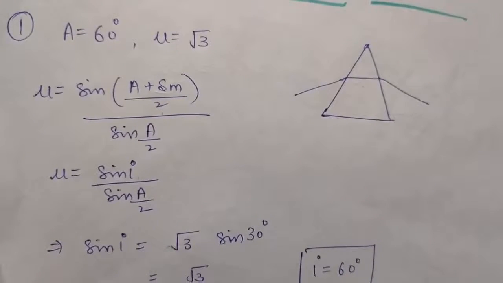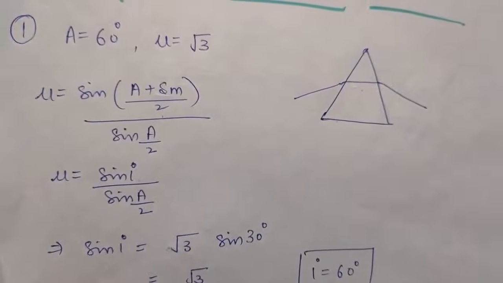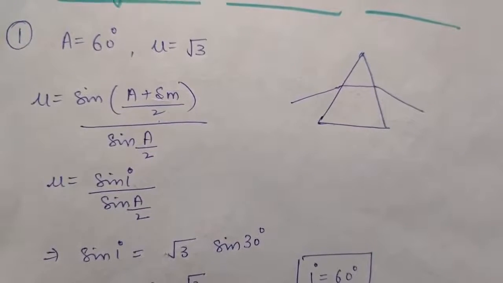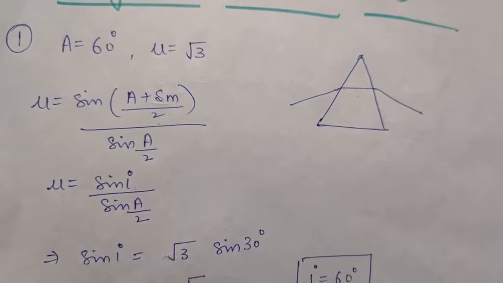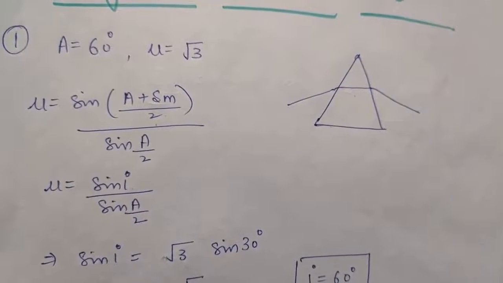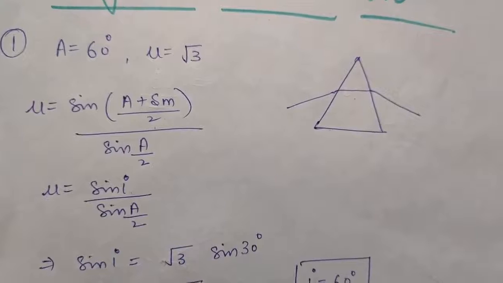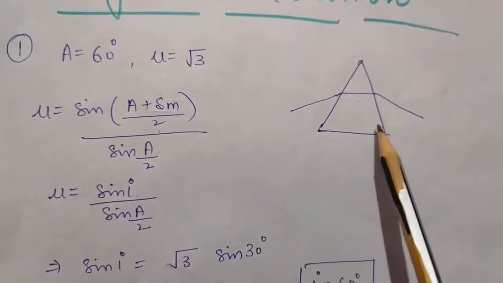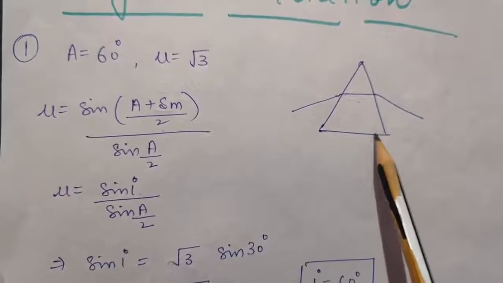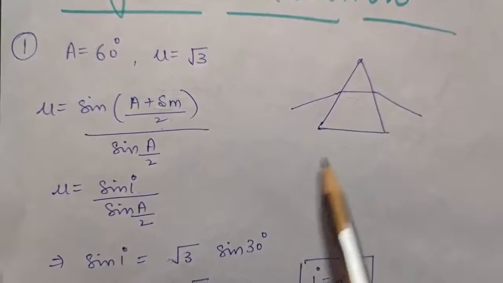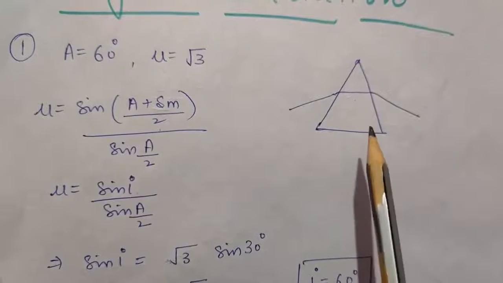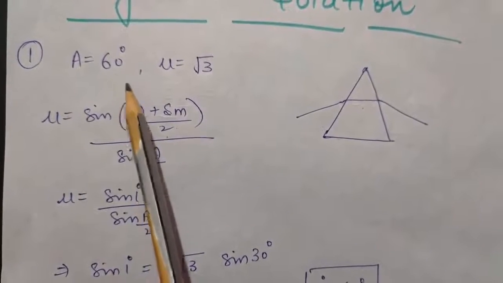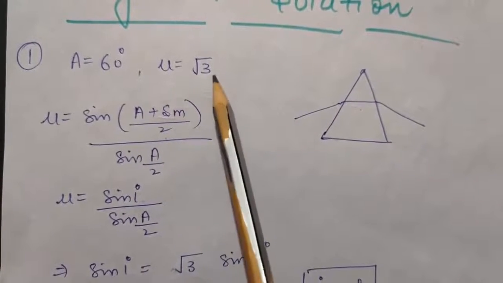So, the question says a ray of light incident on an equilateral glass prism of refractive index root 3 moves parallel to the base. Find the angle of incidence for this ray. So as you know, if a ray is going parallel to the base, that means this is the case of angle of minimum deviation. This I have told you in theory lectures also. Okay. So because the prism is given to be an equilateral prism, that means the angle of prism would be 60 degrees and refractive index is given to be root 3.